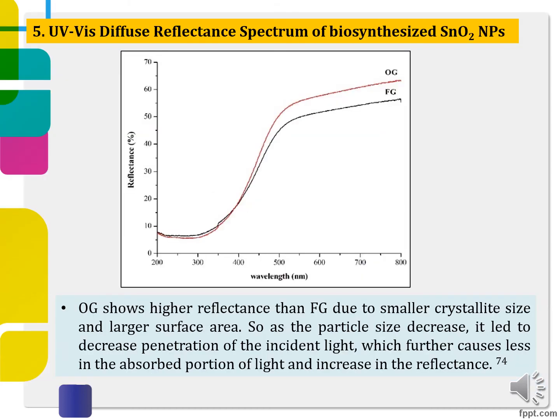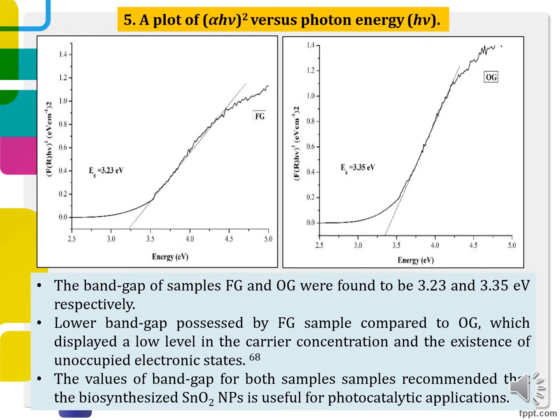UV diffuse reflectance shows Og has higher reflectance than Fg due to smaller crystallite size and larger surface area. According to the band gap plotting, the band gaps of the Fg and Og samples were found to be 3.23 and 3.35 eV respectively. The band gap values for both samples recommend that the biosynthesized tin oxide nanoparticle is useful for photocatalytic applications.